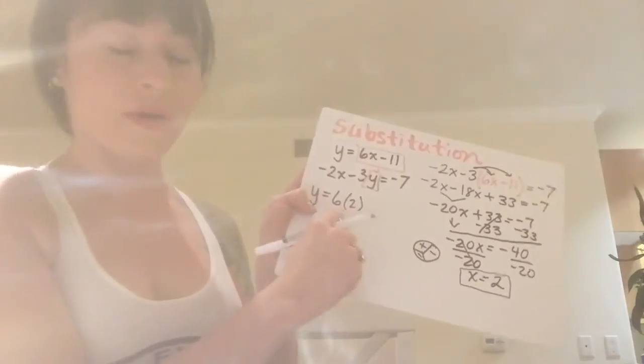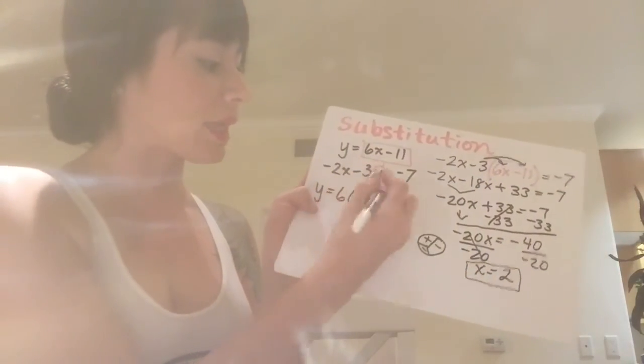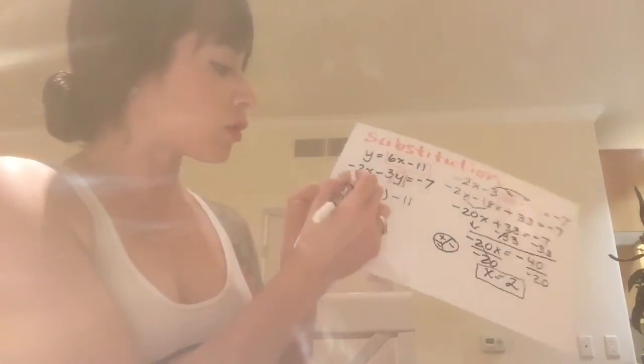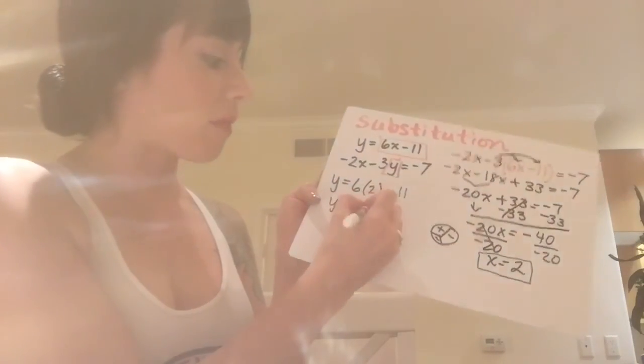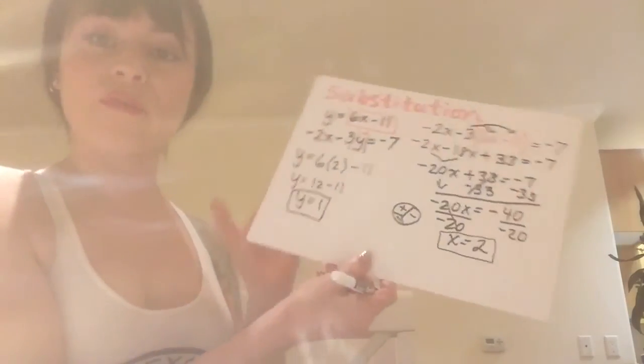And a number next to a variable means to multiply. So don't just put 62. It means multiply 6 times 2 and then minus the 11. So that's going to be y equals 12 minus 11. So therefore y equals 1, which is what we found in our graphing.